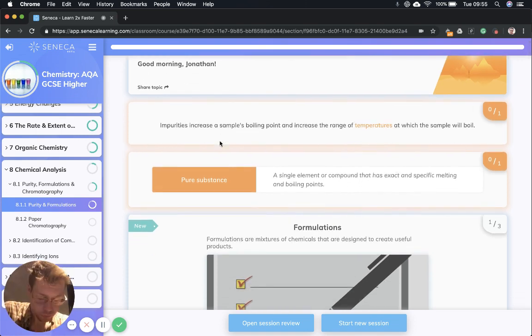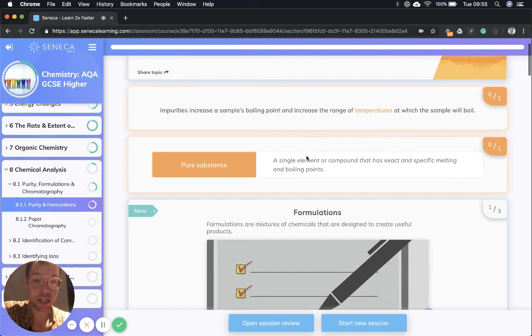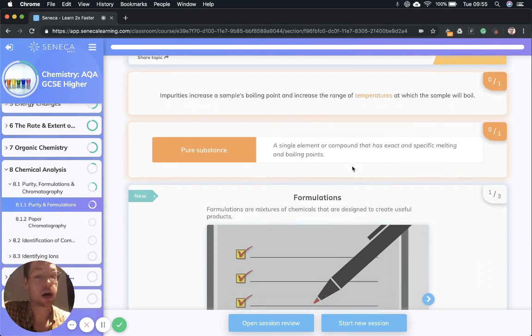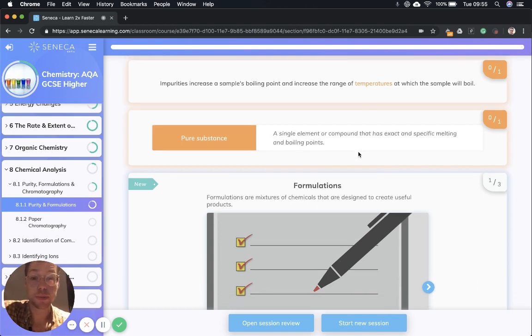So let's dive in. A key thing to know about impurities: they are things that increase a sample's boiling point and increase the range of temperatures at which a sample will boil, okay? So what's a pure substance? A pure substance is a single element or compound that has exact and specific melting and boiling points. So pure water would have a boiling point of 100 degrees Celsius, for example. And impurities are things that will make a pure substance impure, hint is in the name, and it's going to mean that designated boiling point or melting point isn't so specific.